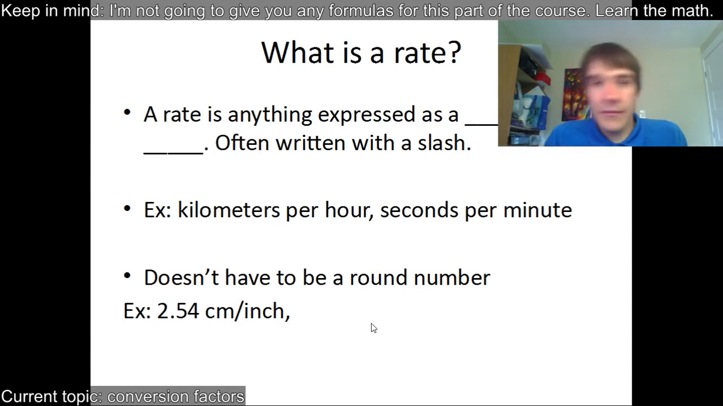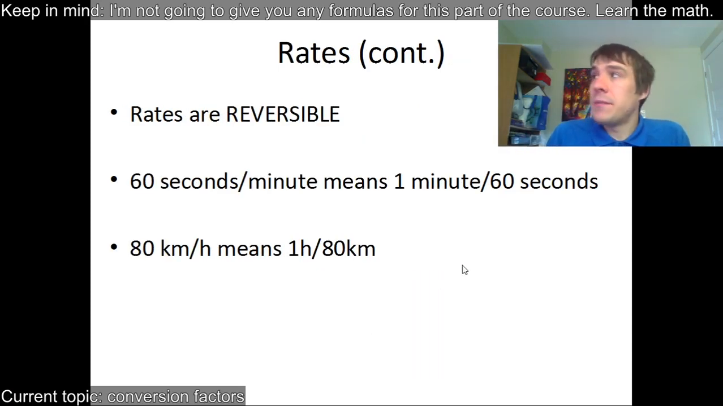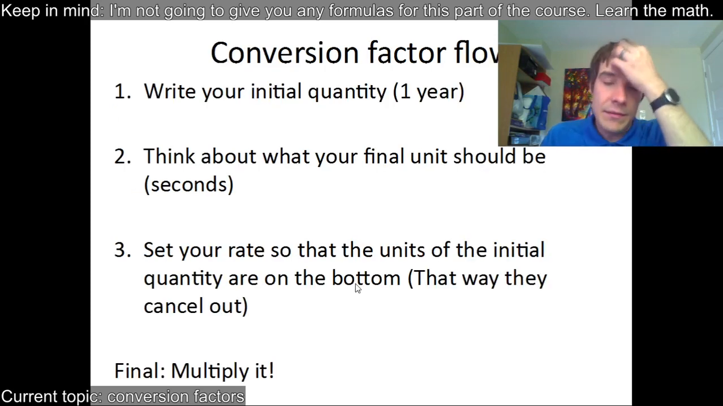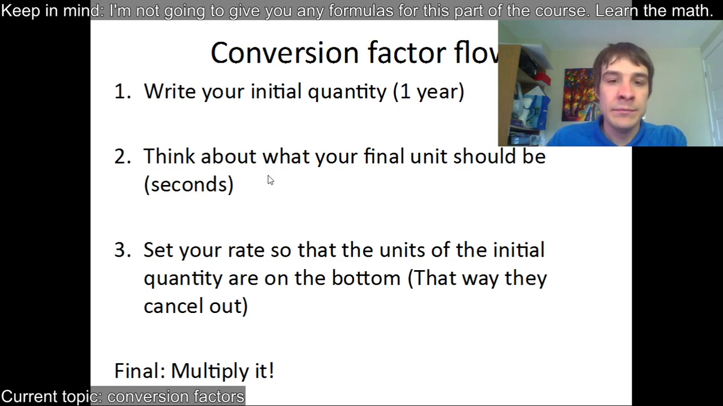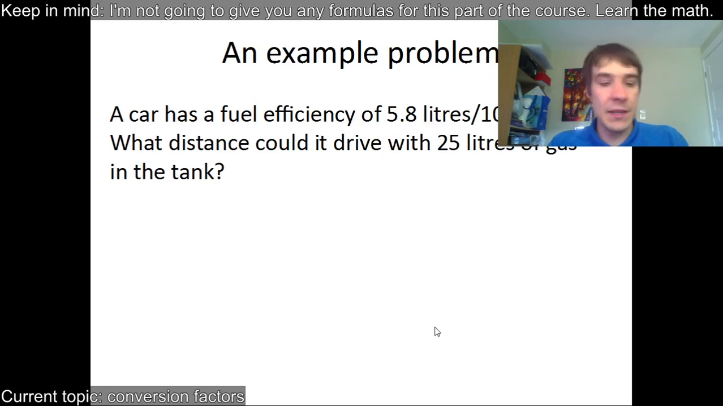And rates are reversible. So 80 kilometers per hour, the speed, means that in 1 hour, you're going to drive 80 kilometers, right? You can just reverse the rate. When you reverse the rate, you can just flip the fraction. So here's how you solve one. You can write the initial quantity, you can think about what the final unit should be, and then you set your rates. You multiply it.